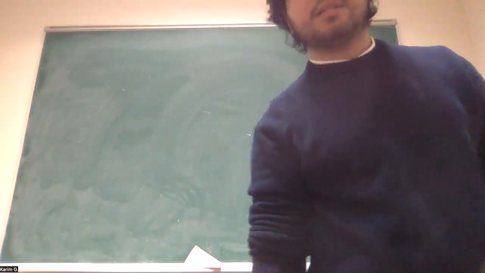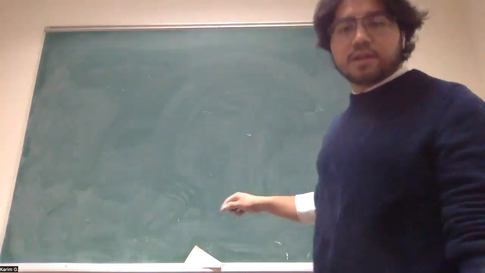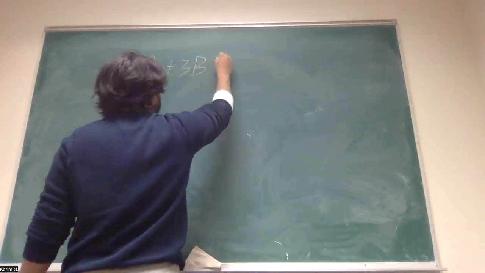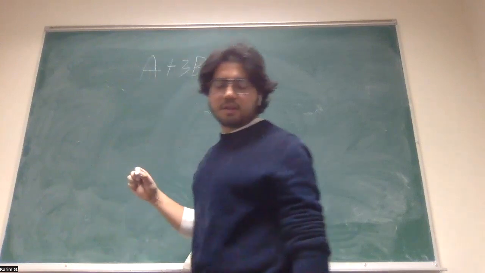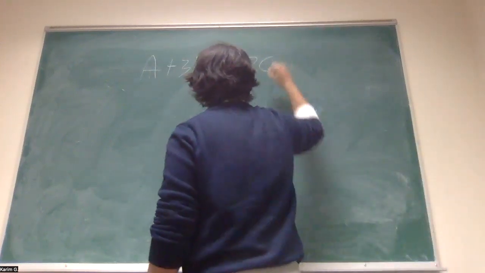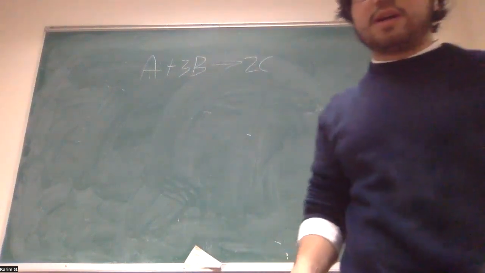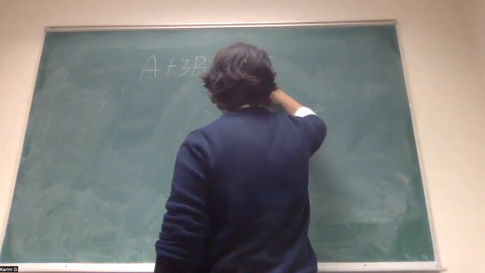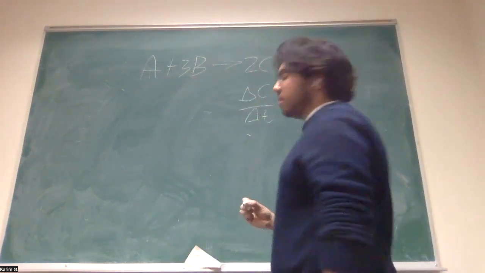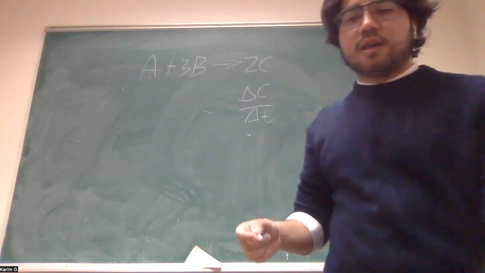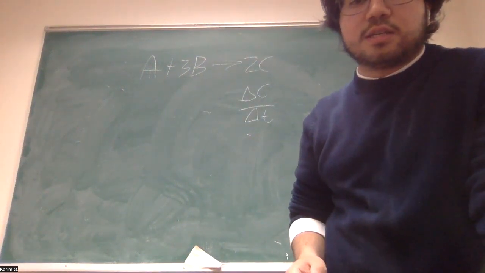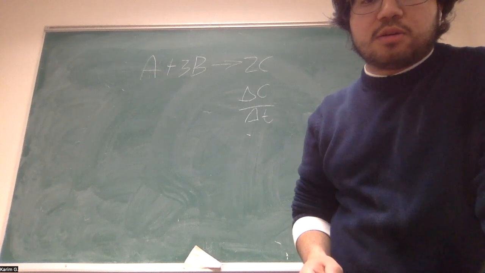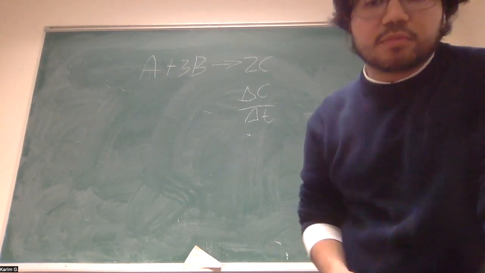Okay, for the hypothetical reaction of A plus 3B yields 2C, the rate of appearance of C is given by the expression delta C over delta T. The quantity delta C over delta T can be expressed as... So basically we're just doing ratios, right?